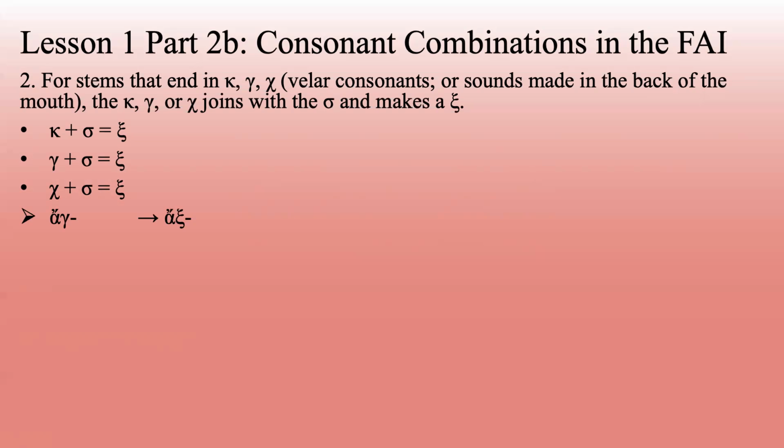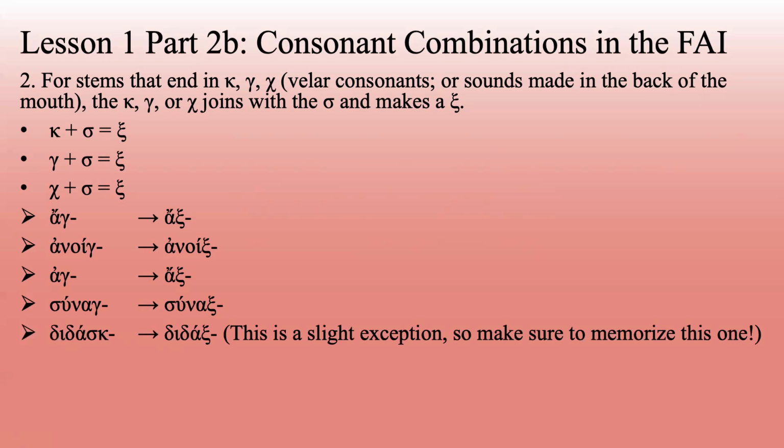So ago, ag becomes ax; anoigo, anoig becomes anoix; sunago, sunag becomes sunax. Now didasko, didask becomes didax. So the sigma before the kappa drops out when we add that additional sigma because it would be a little bit hard to say didasks. There's just too many things going on right there. So that sigma at the beginning drops out. But this is a slight exception, so make sure you memorize this one.